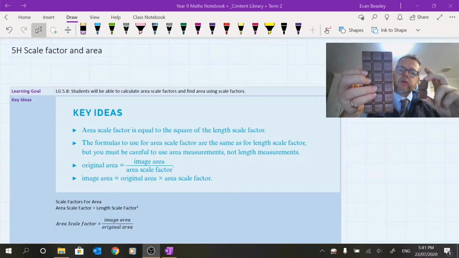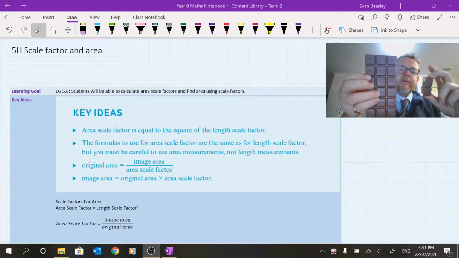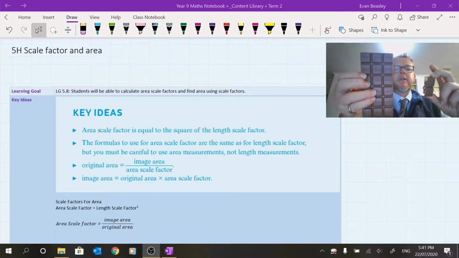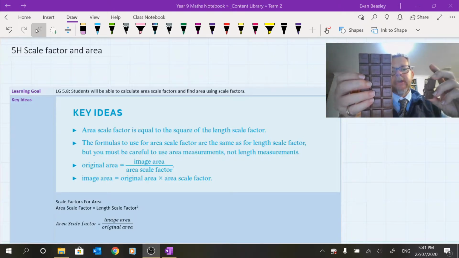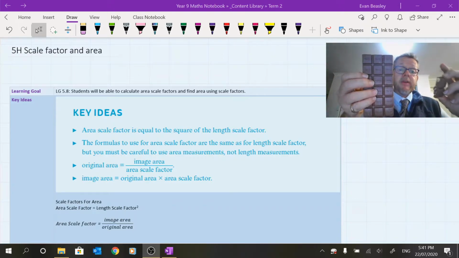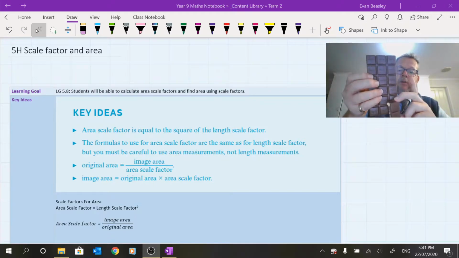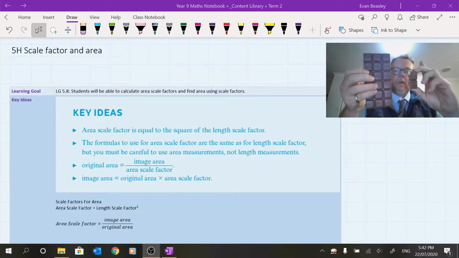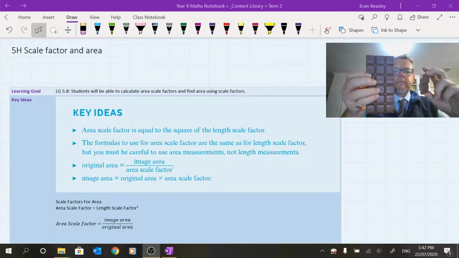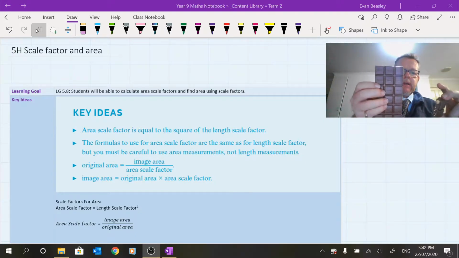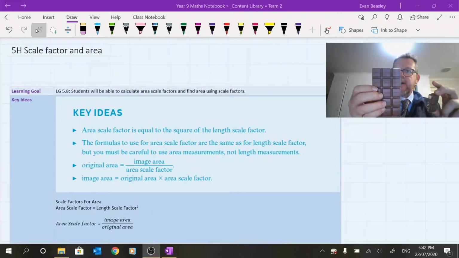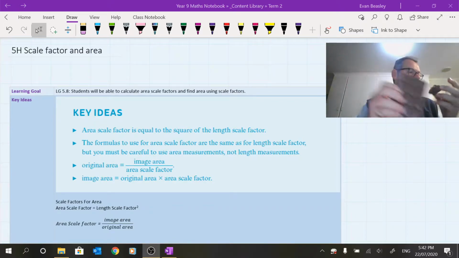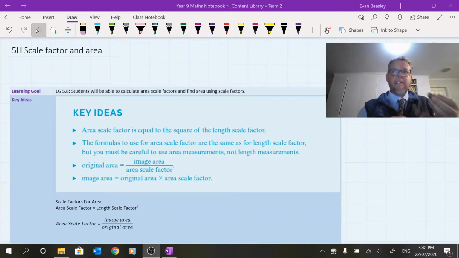What I want to talk to you today about is that the area scale factor is the same as the square of the length scale factor. So remember we said the length scale factor was just 3. So 3 squared is 9. So the area scale factor is 9, but the length scale factor is 3. And I just ate it a little bit.